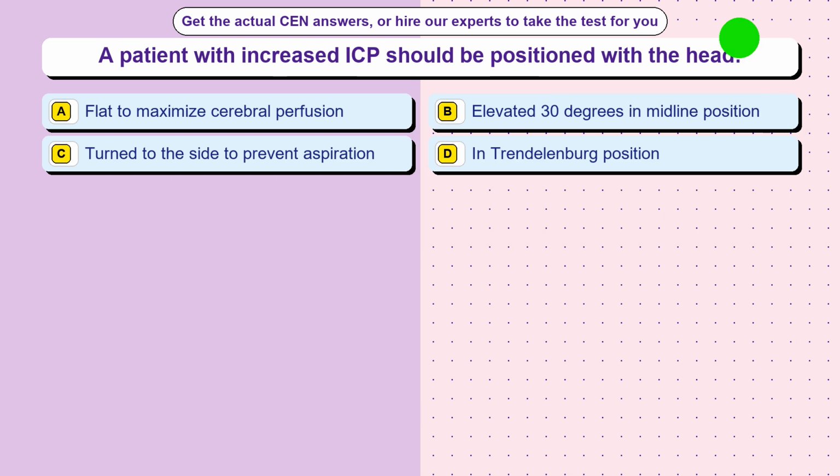Question 86. A patient with increased ICP should be positioned with the head: Option A, flat to maximize cerebral perfusion. Option B, elevated 30 degrees in midline position. Option C, turned to the side to prevent aspiration. Option D, in Trendelenburg position.